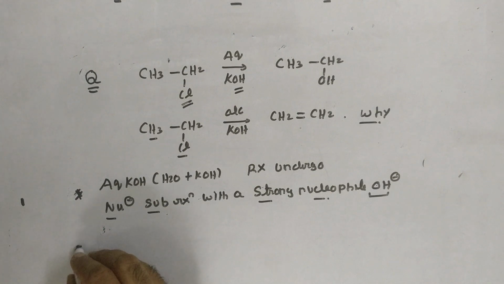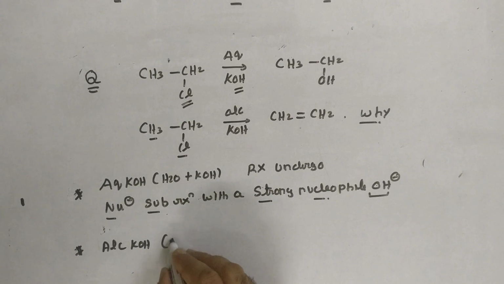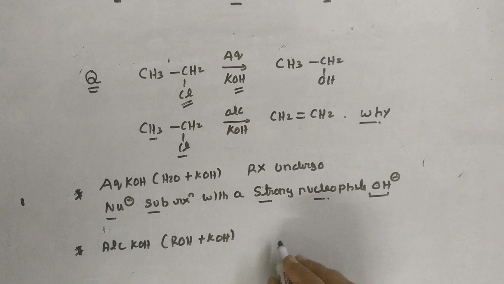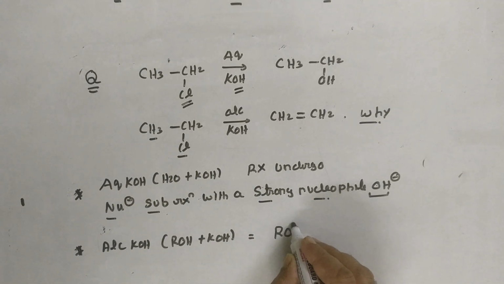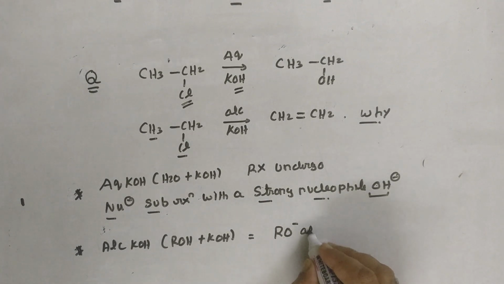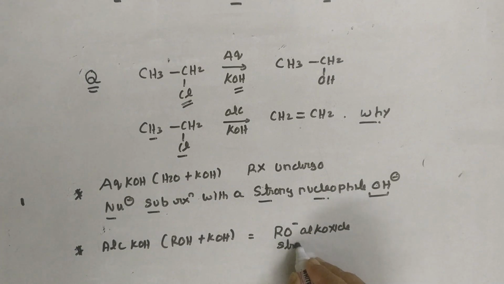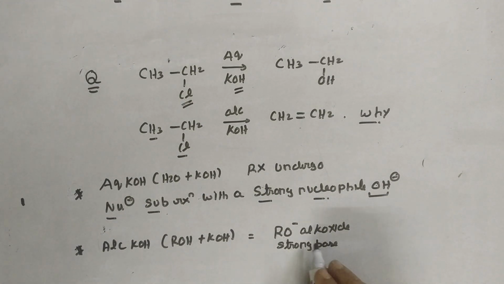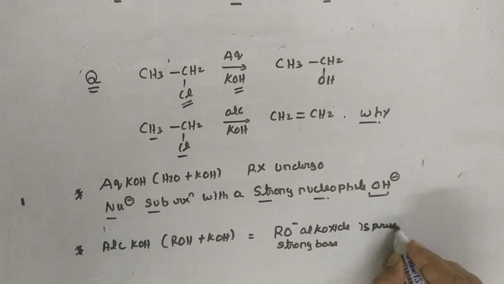Now what happens when we use alcoholic KOH? We use alcohol and KOH. Alcoholic KOH has in it a very strong base, RO minus, coming from ROH. That's an alkoxide ion. It's a very, very strong base because it is the conjugate base of a weak acid, that is alcohol. So RO minus, the alkoxide ion, is present, which is a very, very strong base.